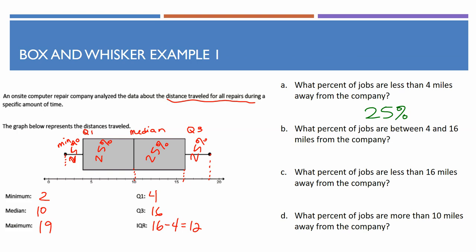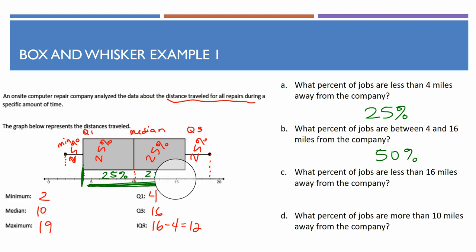Part B. What percent of jobs are between 4 and 16 miles from the company? Okay, so find 4. 4 was here, right? 16 miles was here. So I want what percent of jobs are between 4 and 16 miles. So this whole part in here. But it's the percent of jobs. Well, in other words, how many sections do I have? 25% here, 25% here. That's a total of 50%.